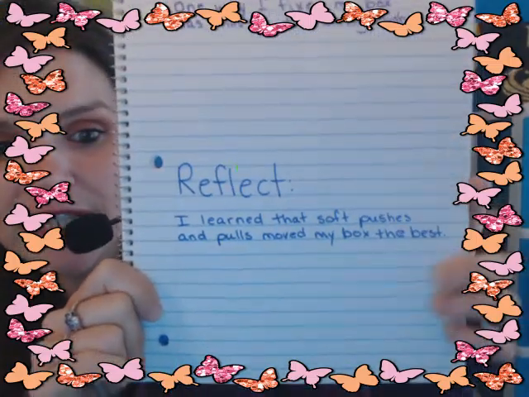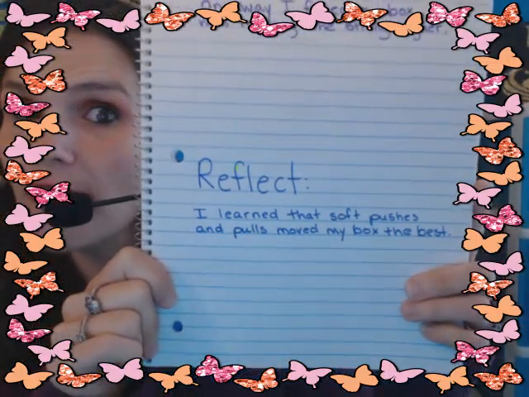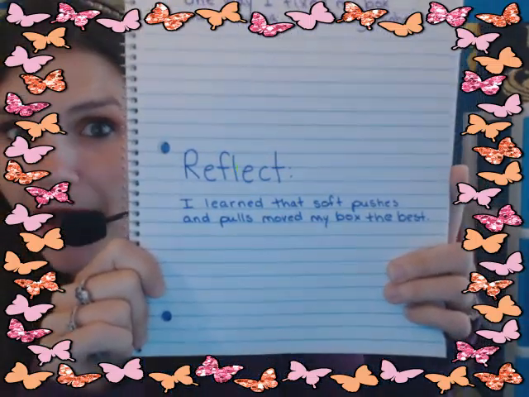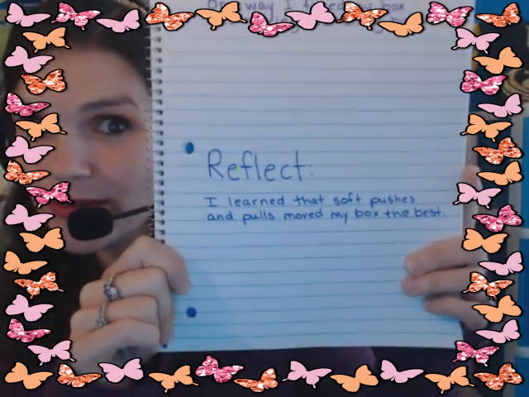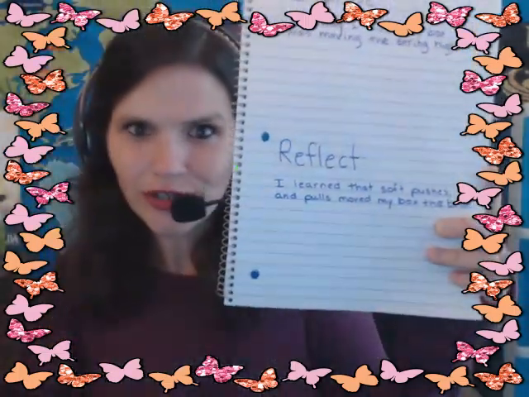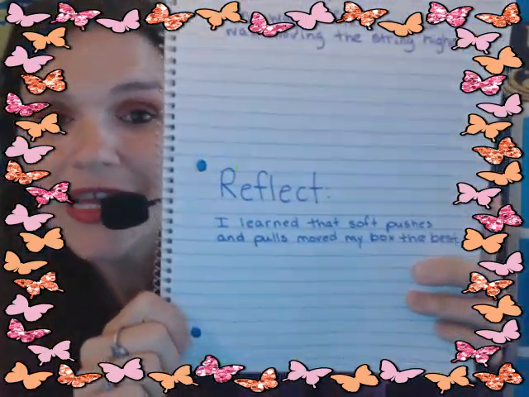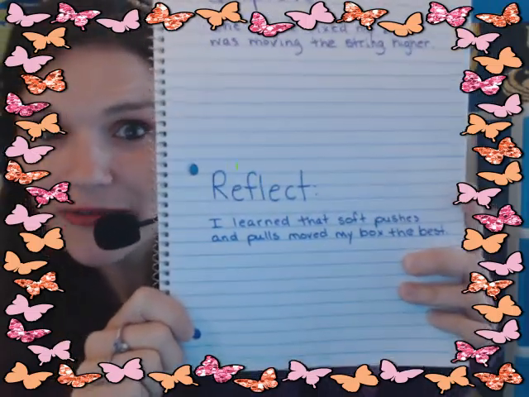And for my reflection, I said I learned that soft pushes and pulls moved my box the best. So even with those improvements, I still didn't want to jerk and do those hard pushes and pulls because it was still very difficult and hard for my box. I had to put extra tape on it to make sure it didn't fall apart.